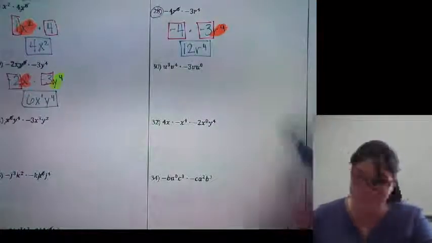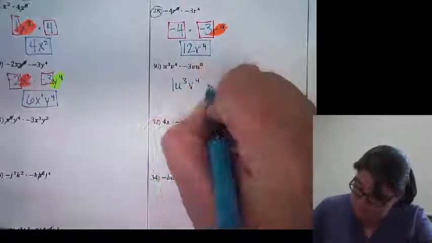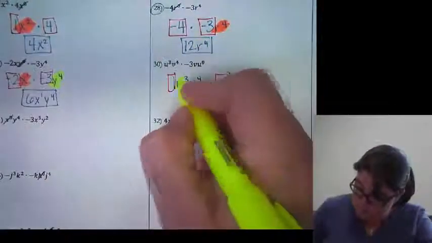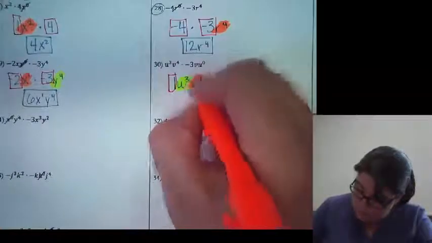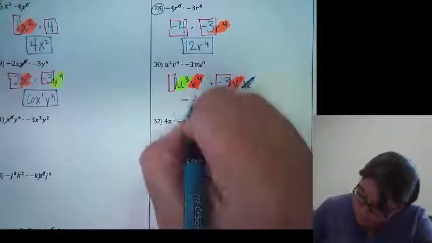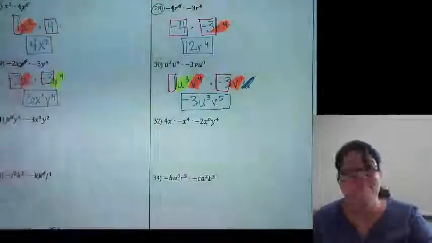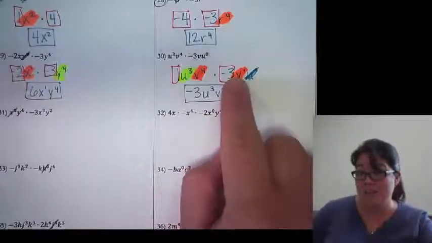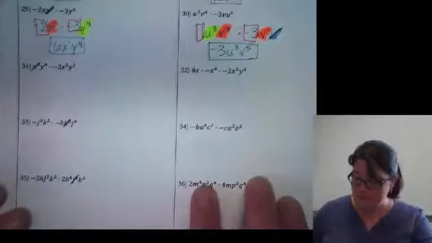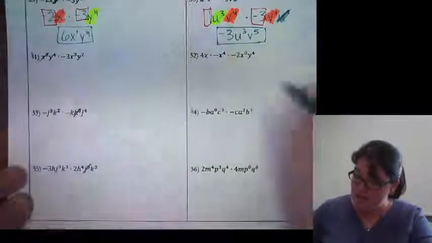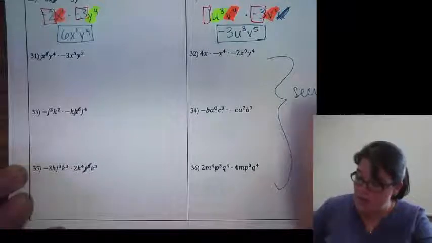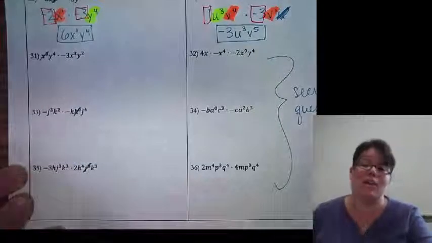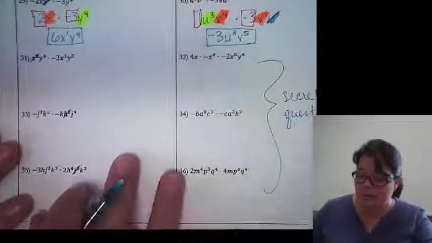Let's take a look at, well, here, pause the video. You do number 30. Did you get it? Did you remember to add those exponents on your V's? Hope you did. Let's take a look at 31. We'll take a look at these last 3, and then these will be your secret questions. These are the ones you do on your own. But we'll take a look at 31, 33, and 35 together first, just to make sure you get a good idea of how this works.